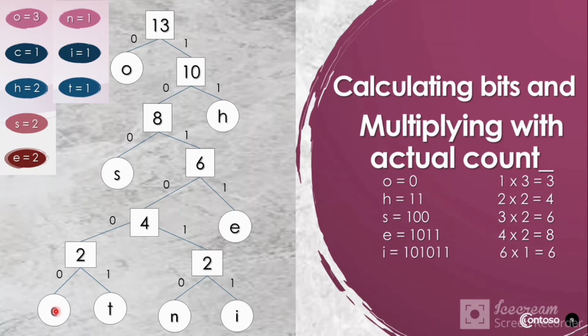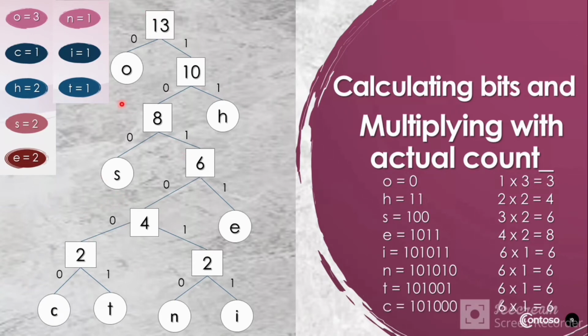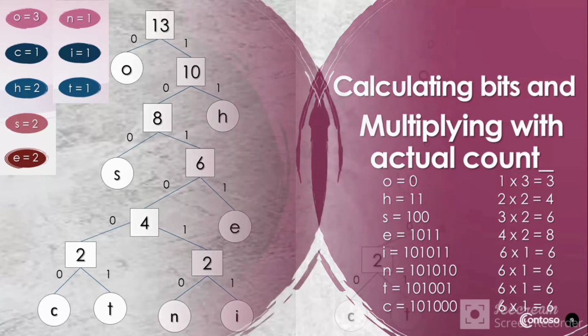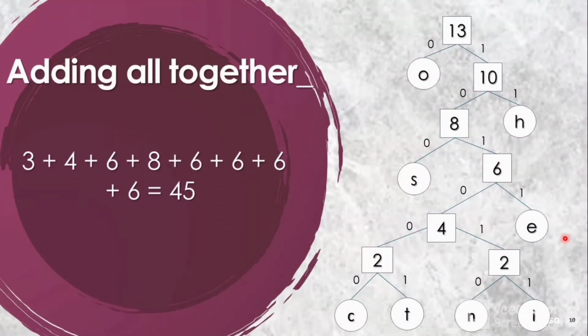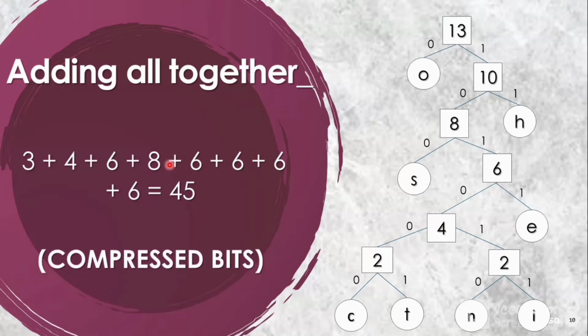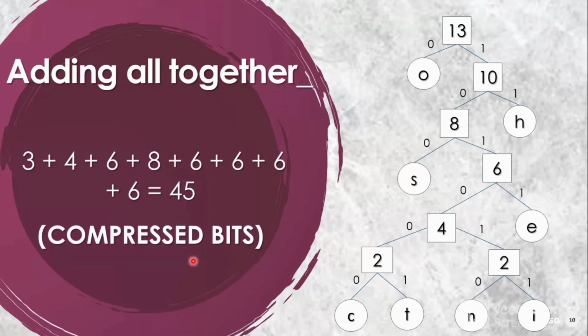So here, add for the C, and then for the I, I can see that it has almost 6 bits and its actual count was 1. And at the end, N has again 6 bits and its actual count is 1, so it also becomes 6. And T has also 6 bits, and at the end, C letter has also 6 bits, that are 1010000. So at the end, I'll add them all together so that I can get the compressed bits, the number of bits that we will have after the given sentence is compressed. Adding up all together gives us 45, that is the number of compressed bits.